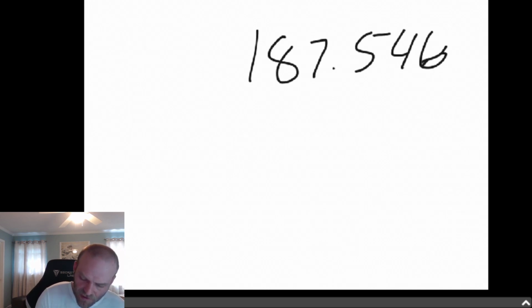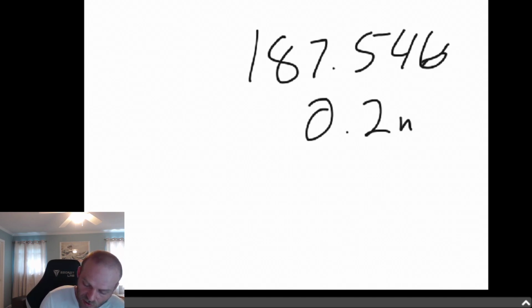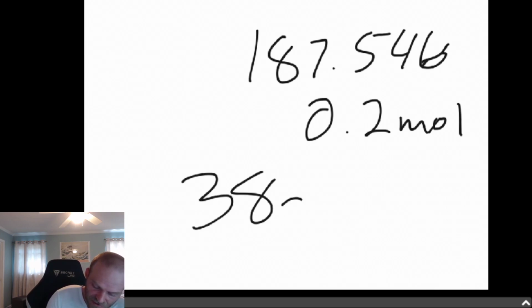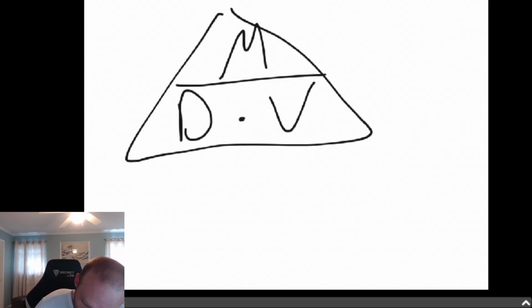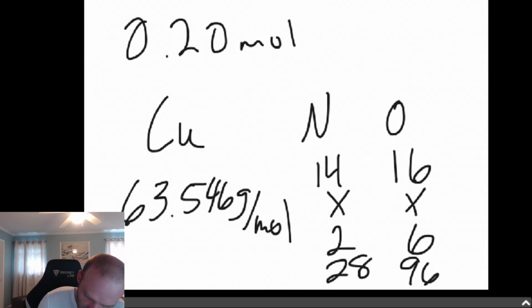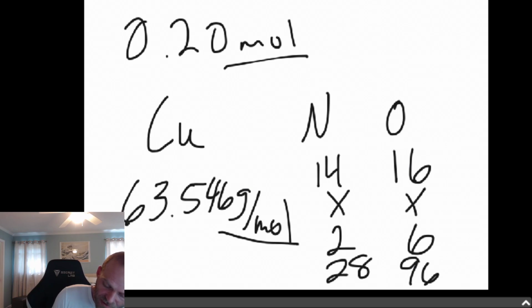187.546. Then I just multiply that times the 0.2 moles that I have available of material, and you get 38, rounded off to 38 grams. Let me show you why. Moles times grams per mole, the moles cancel out, and you get grams.